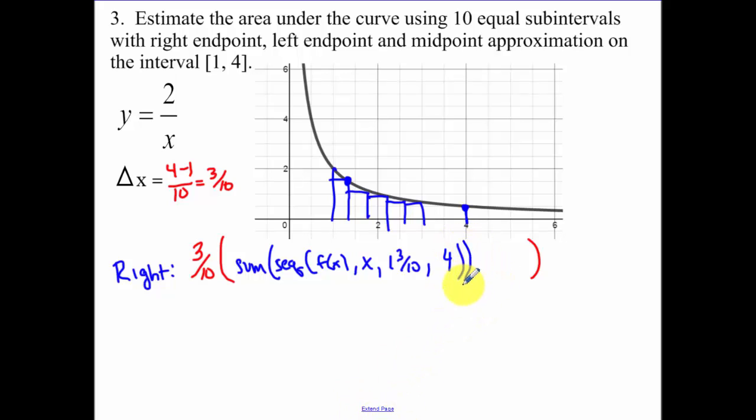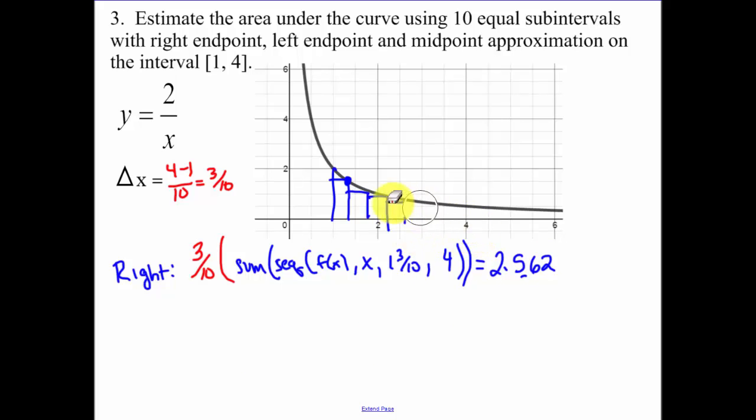And that's what we would type in our calculator. And when you type that in your calculator, and I'll go through this, I'll pull up my calculator here in a minute, I should get, to 2 decimal places, 2.562.